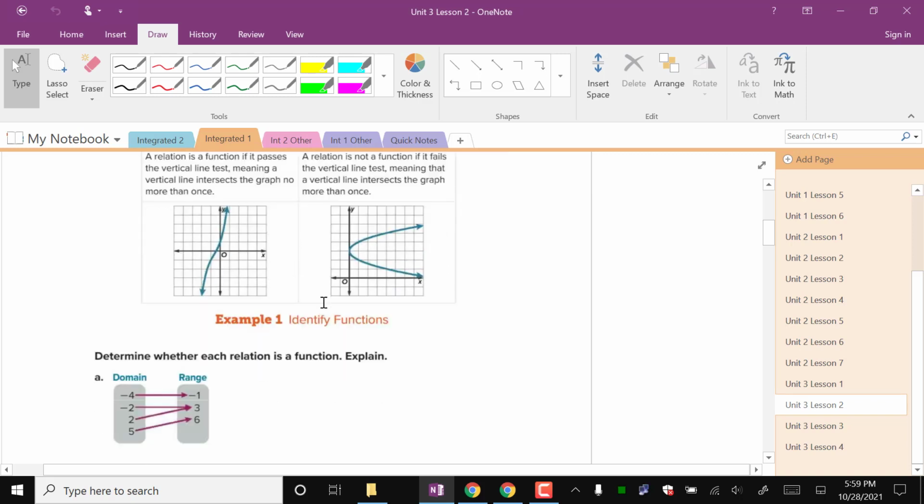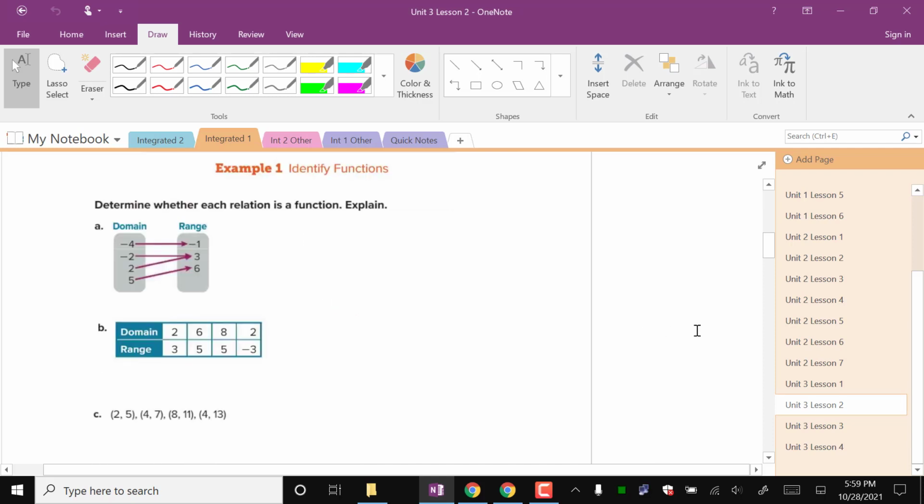So let's take a look at the first example. Example 1, identify functions. Determine whether each relation is a function and explain. If we take a look at the first one, we have the domain of -4, -2, 2, and 5, and we have a range of -1, 3, and 6. You notice for every input, our domains are our input, they go to one and only one output. You'll notice here that the -2 goes to 3 and 2 also goes to 3. That's okay because our input is going to only one output. So this is going to be a function.